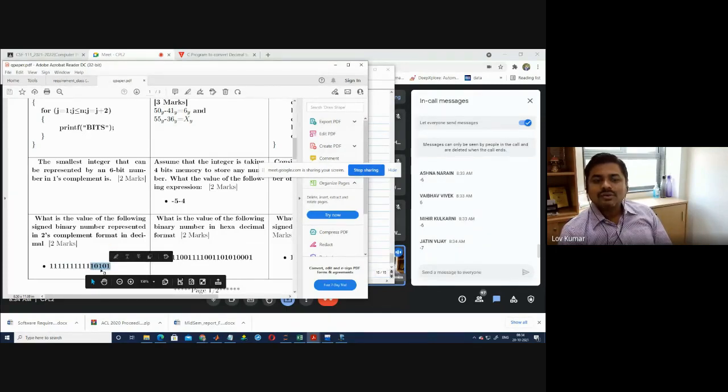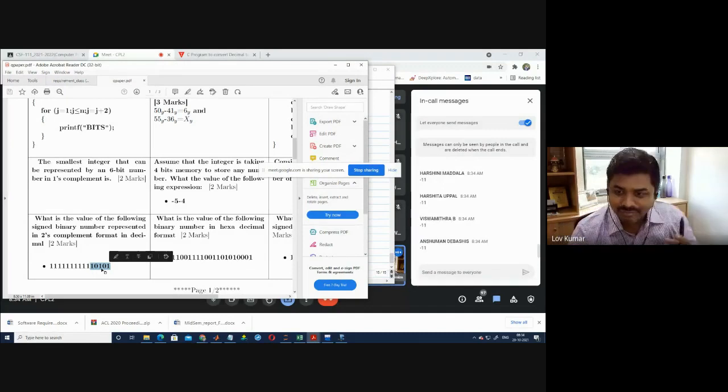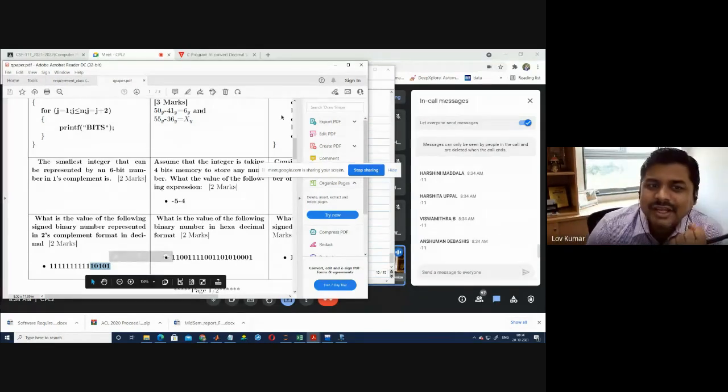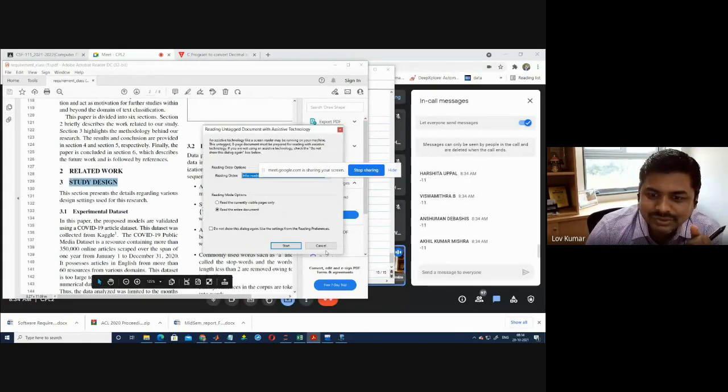So positions 0, 1, 2, 3, 4. Minus 16 plus 4 plus 1. What value are we getting? Minus 11. Minus 16 plus 4 plus 1, we are getting minus 11. Okay. The same like that here also, just you can see.